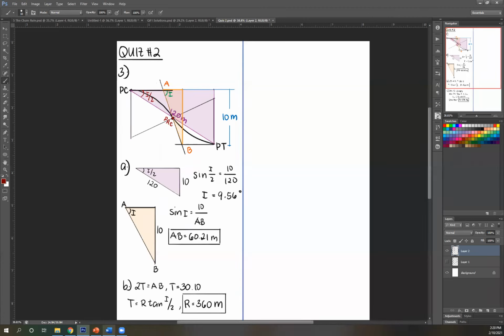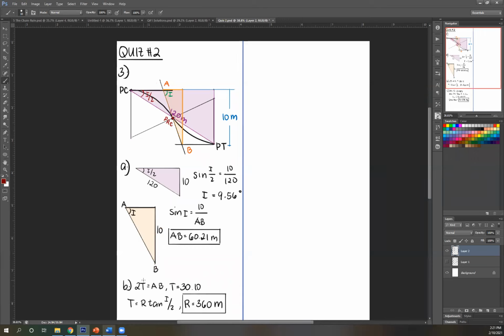Next, if you've noticed, this angle right here is actually the angle of intersection of the first curve. And remember, first curve equals your second curve, so that's just I. I1 equals I2 equals I. So to solve for this, I need to solve for I, right? I can use sine function. Sine I equals opposite 10 over hypotenuse, which is what I'm looking for, AB. So now my goal is to solve for I.